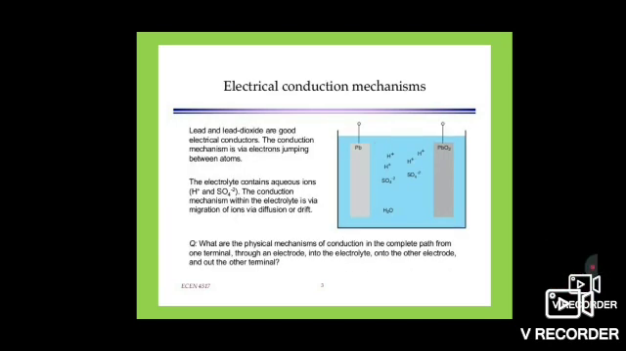Let us see the working of the lead acid battery. See the electrical conduction mechanism in the lead acid battery. Lead and lead dioxide are good electrical conductors. The conduction mechanism is via electrons jumping between the atoms. The electrolyte contains aqueous ions, that is H+ and SO4 2-. See the diagram. The conduction mechanism within the electrolyte is via migration of ions, via diffusion or drift process.